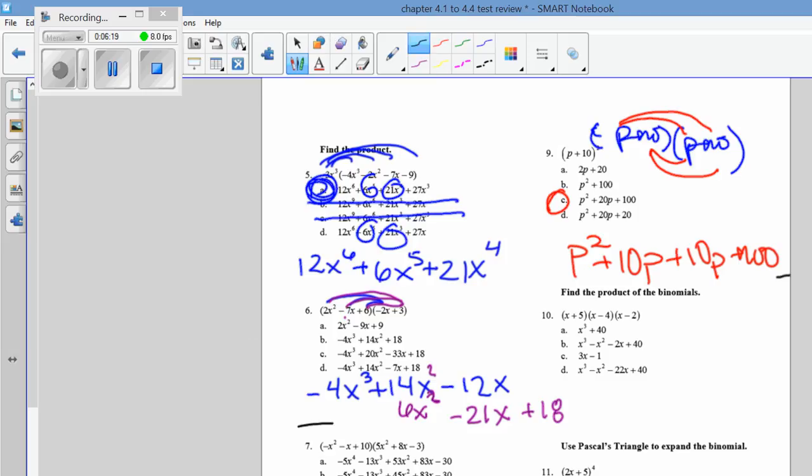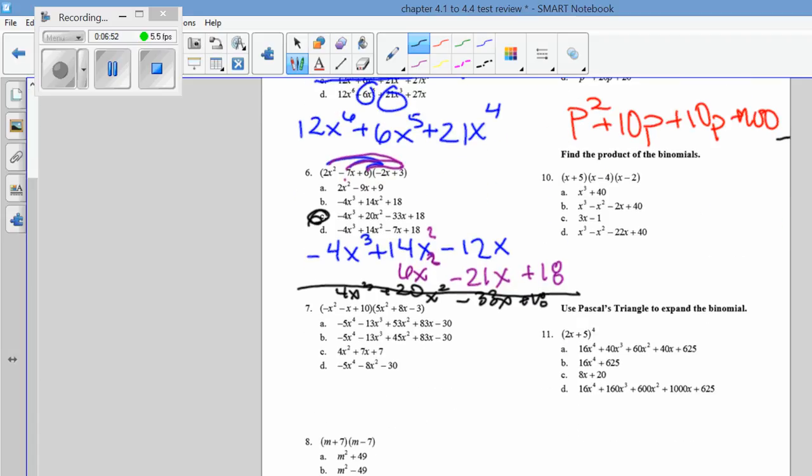Now, I like to do it like this because then you draw a line and you add down. So I have negative 4x cubed plus 20x squared. So hopefully you can see the correct answer already, minus 33x and plus 18. The nice thing with multiple choice tests is you never have to finish a problem in order to correctly choose your choice.